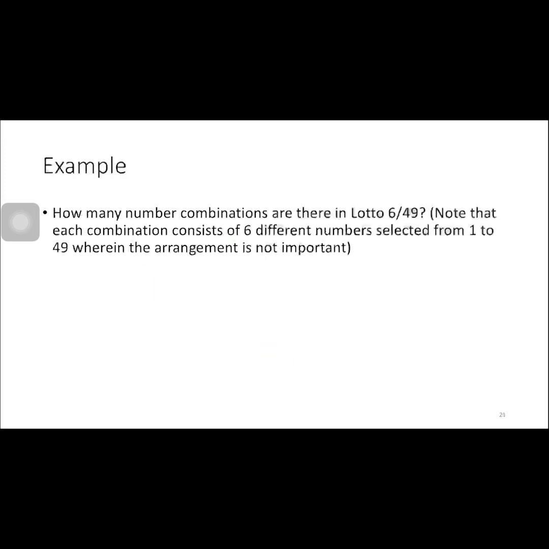For our example, how many number combinations are there in Lotto 6/49? Note that each combination consists of 6 different numbers selected from 1 to 49, wherein the arrangement is not important. So we have 49 C 6, that is 13,983,816 number combinations.